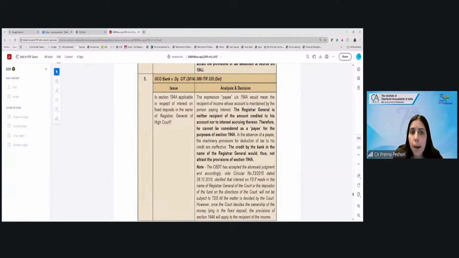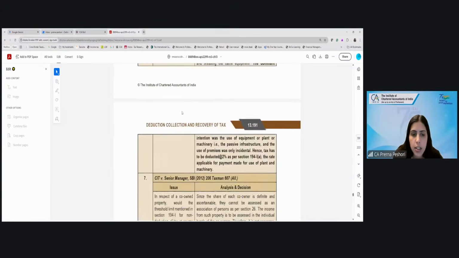Is 194A applicable in respect of interest on fixed deposit in the name of Registrar General of High Court? We discussed this already, right?